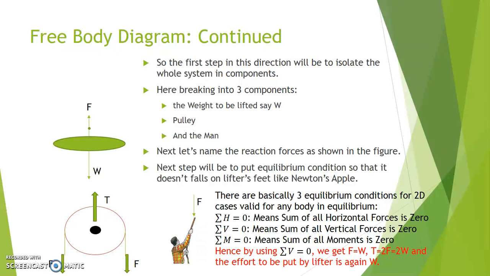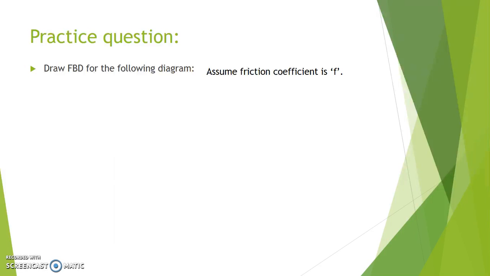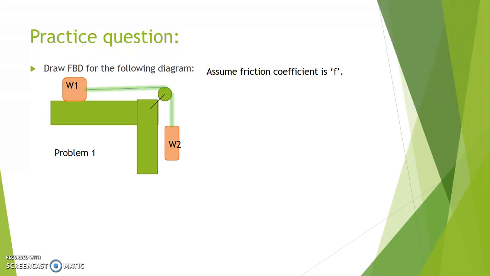Next, moving towards our next topic, let us try one question. It is for you. Just pull out your copy and pencil or pen and try this problem. Here you can see there is one weight W1. Assume that the friction has a friction coefficient of F. Here W2 is trying to pull this down, so obviously there will be some tension in this. So try to figure out its free body diagram. You have got 30 seconds for this.